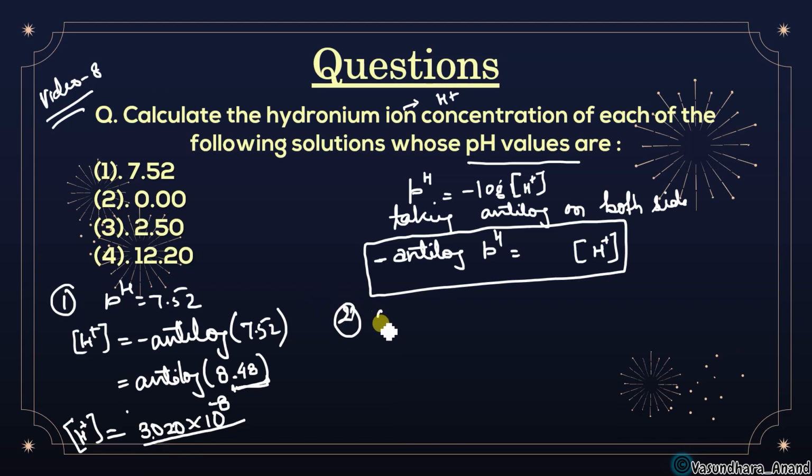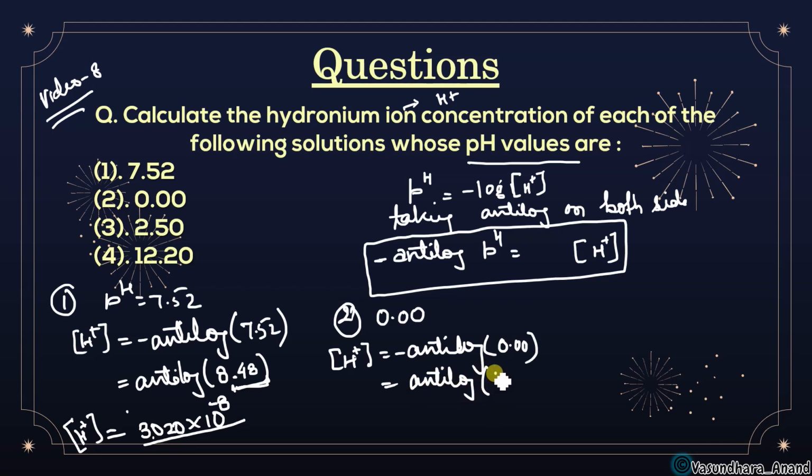Now case 2: pH is 0.00. It's so simple. H plus concentration will be minus anti-log 0.00. This is in the minus term, so obviously you have to add. It will be converted into anti-log 0 plus 1, which is 1, and 1 minus this will be the same, there will be nothing. So it will be what?